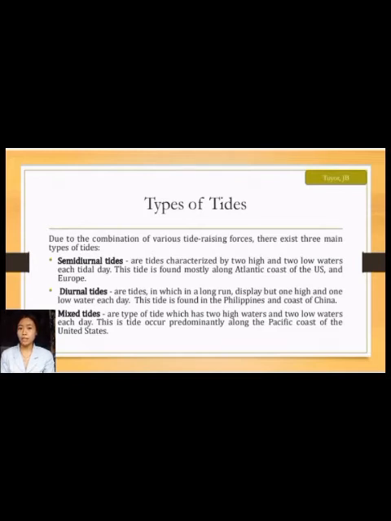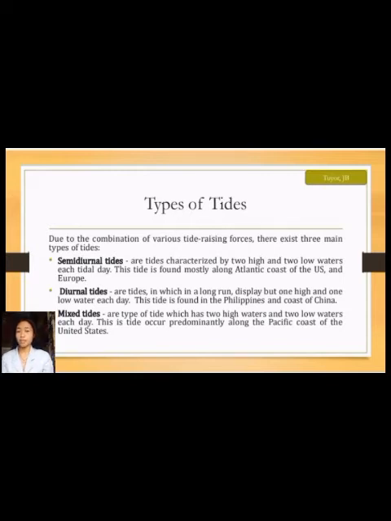First, the semi-diurnal tides. These kinds of tides are characterized by two high and two low waters each tidal day, and this tide is found mostly along the Atlantic coast of the US and Europe. The second one is a diurnal tide. This kind of tide in the long run displays one high and one low water each day. And this tide is found mostly in the Philippines and on the coast of China.